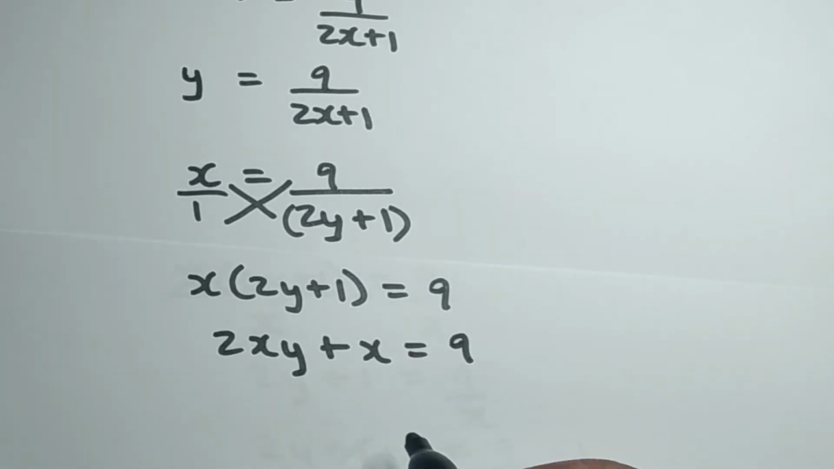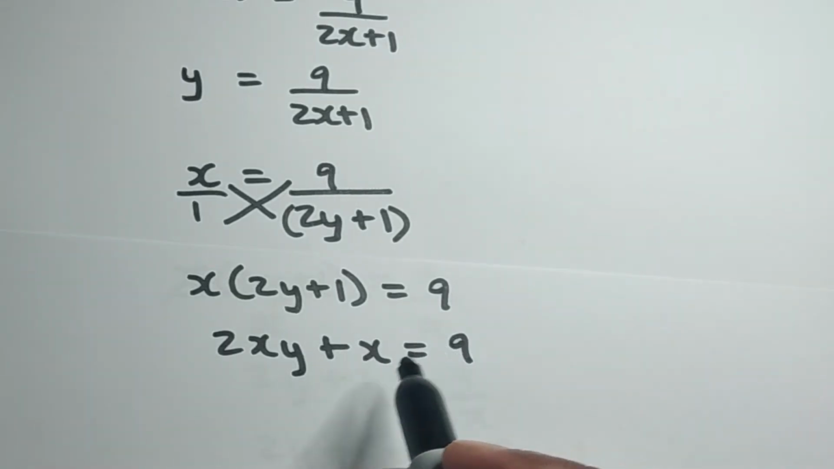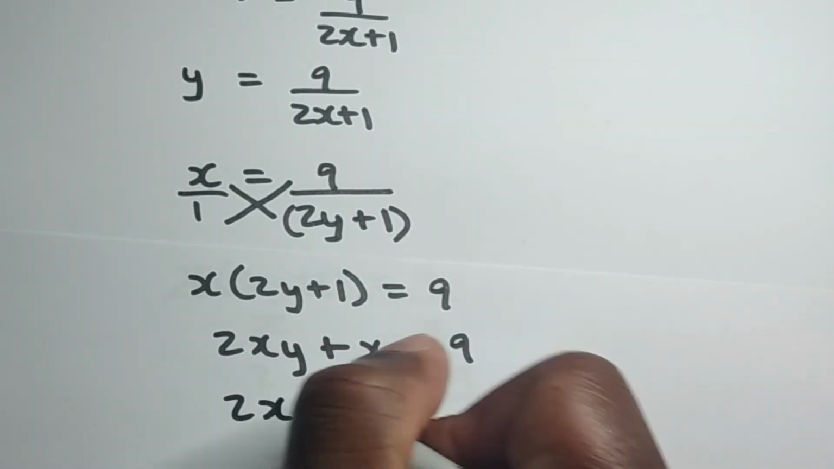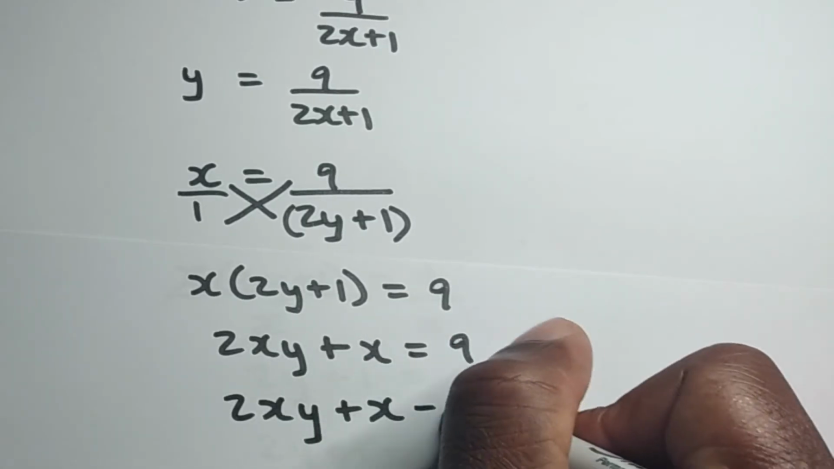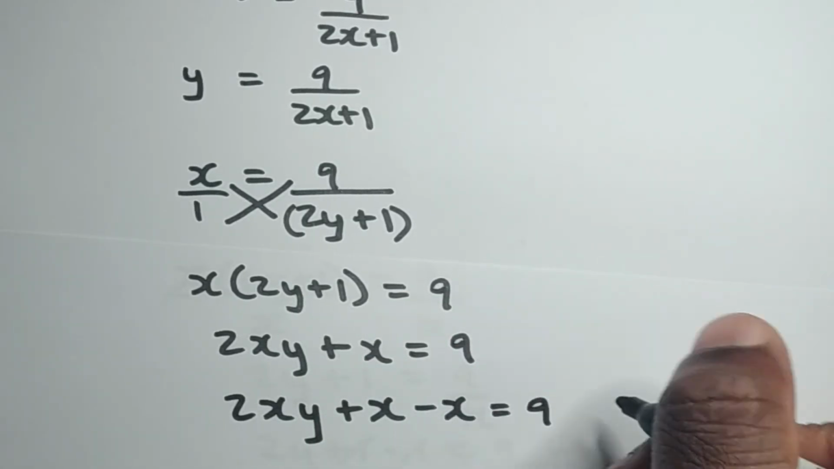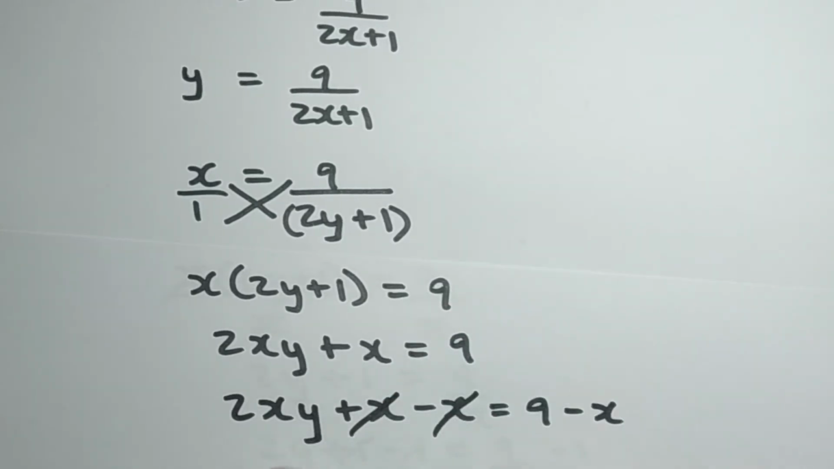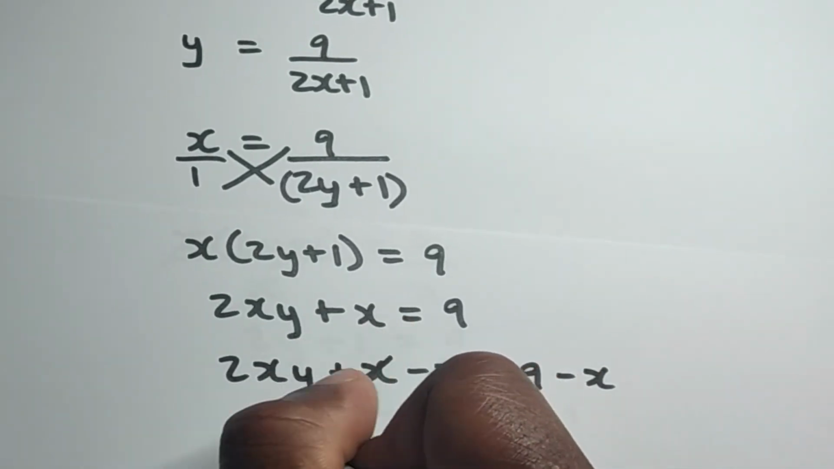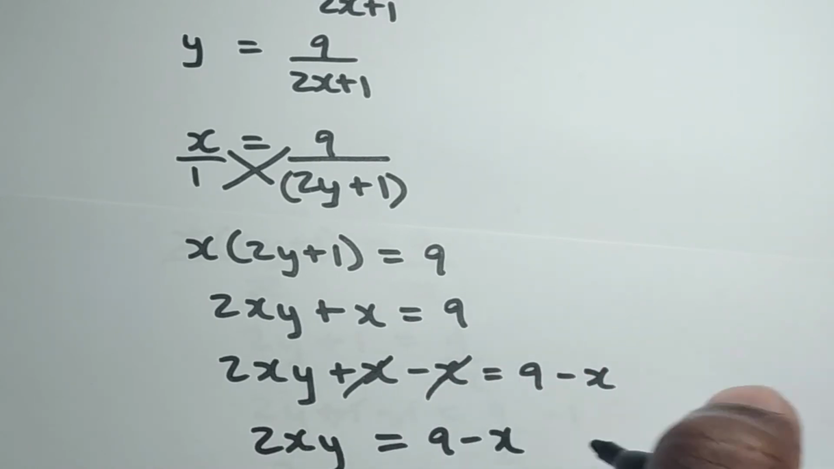What I'm going to actually do now is to get rid of this positive x over here. So I'm going to minus x from both sides. So I'm going to end up with 2xy plus x, going to minus x over here. Must do the same thing over here as well. x cancel, negative x there. And I'm left with 2xy is equal to 9 minus x, all right?